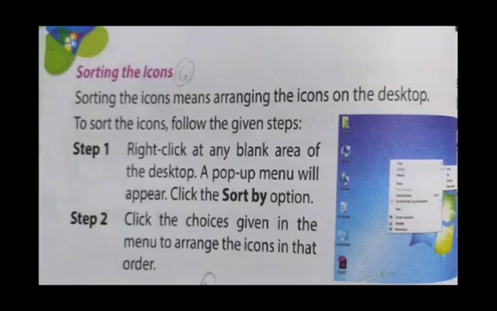Step 1 is, first right click at any blank area of the desktop. Then a pop-up menu will appear. You can see in this picture a menu will appear, and click on the Sort by option. Now the second step is, click the choices given in the menu to arrange the icons in that order. You can see in this picture there are some choices given in the menu, so you have to choose one and the icons will be arranged in that order.